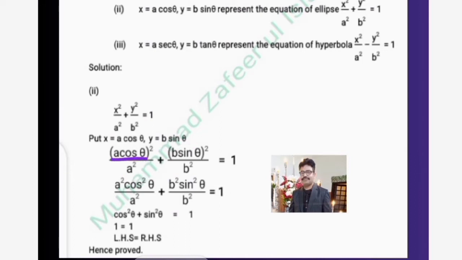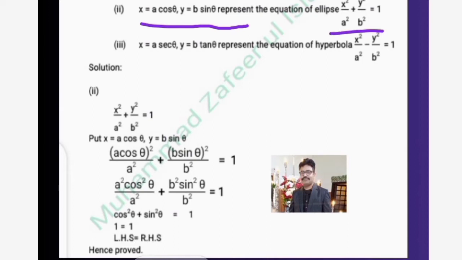As a cos theta whole square, we will write a square cos square theta divided by a square, plus b square sin square theta divided by b square is equal to 1. Now a square will be cancelled with a square and b square with b square. So after simplification we have cos square theta plus sin square theta is equal to 1. As you know that cos square theta plus sin square theta is equal to 1, so 1 is equal to 1. And again here left hand side is equal to right hand side. So x is equal to a cos theta, y is equal to b sin theta represents an ellipse.